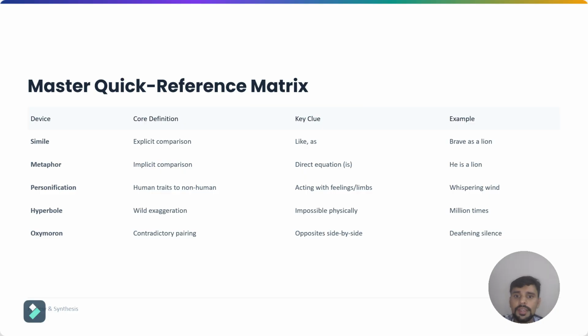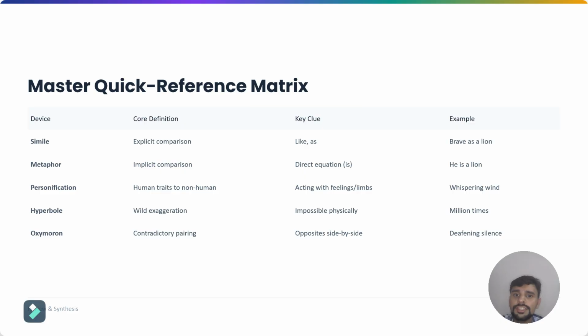"He is a lion." Metaphor. And why? Because the comparison is direct. "The whispering wind." Personification. And why? Because wind is being given a human action. "I have told you a million times." Hyperbole. Why? Because of extreme exaggeration. "Deafening silence." Oxymoron. Why? Because two apparently contradictory terms are combined.